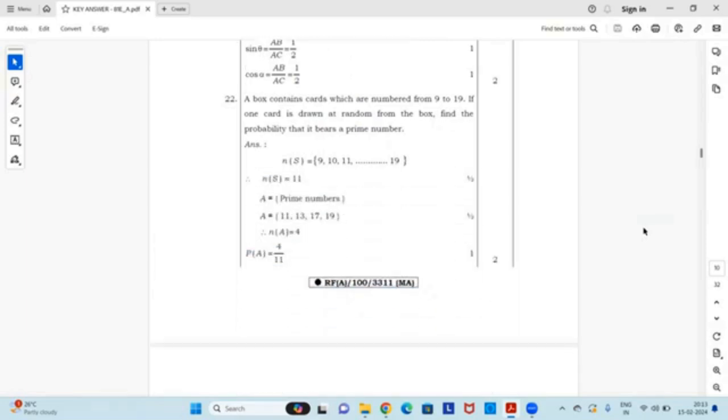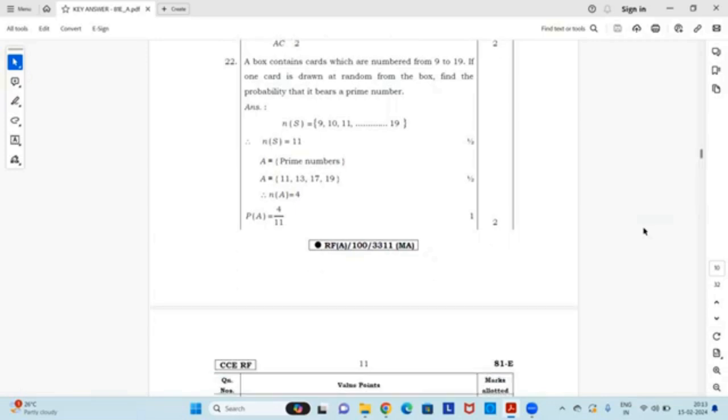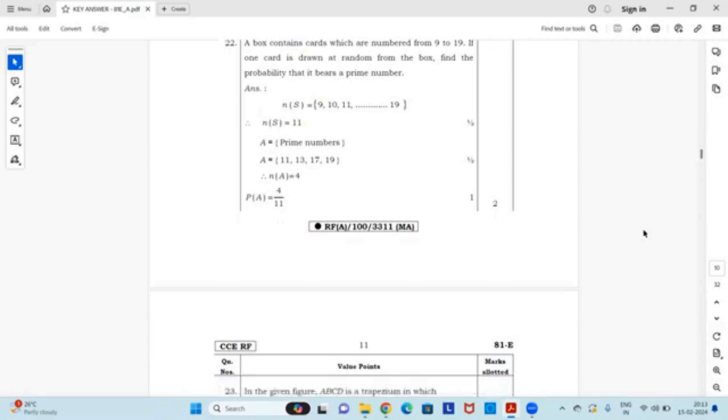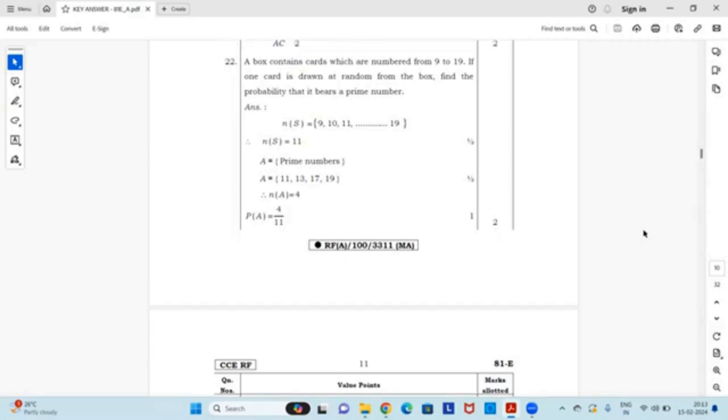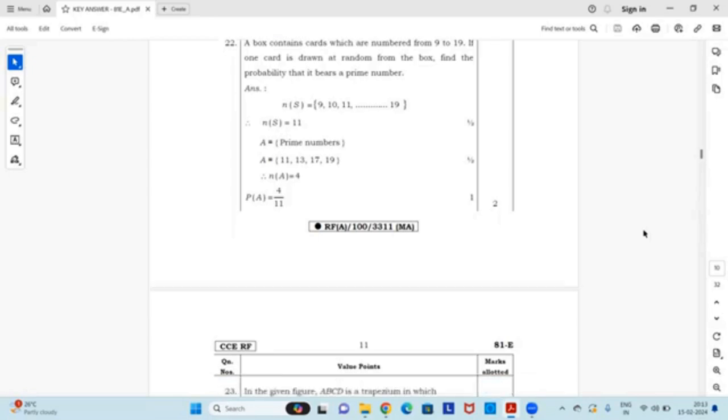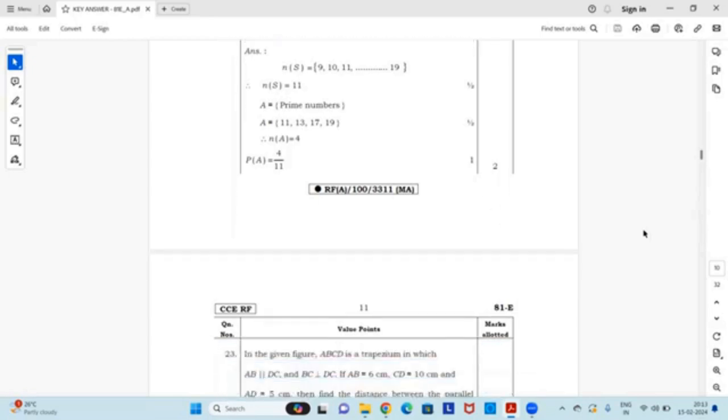Question 22. A box contains cards which are numbered from 9 to 19. If one card is drawn at random from the box, find the probability that it bears a prime number. It's a word problem kind of question. You can read it and then apply the formula, write it.